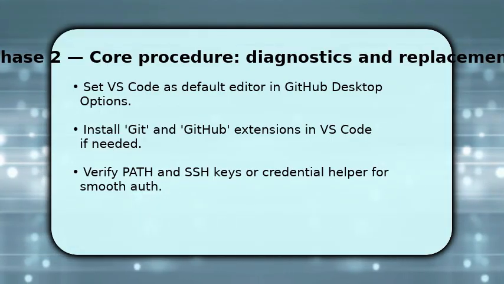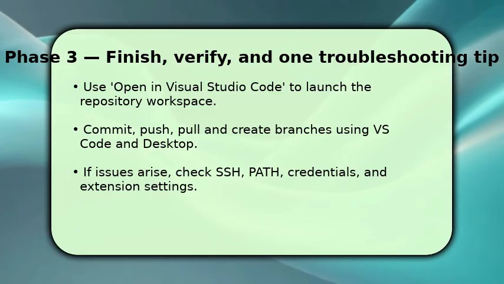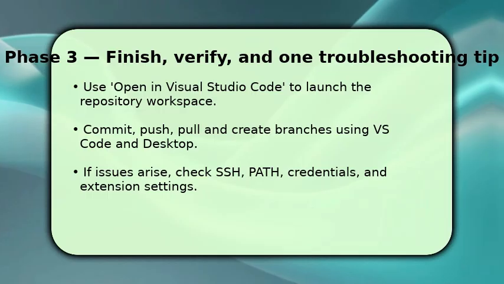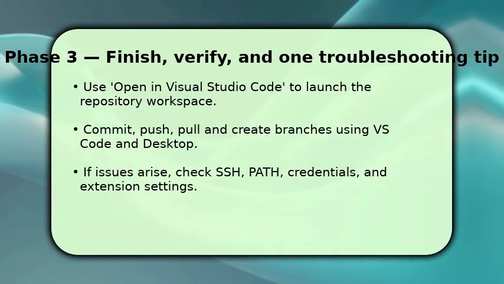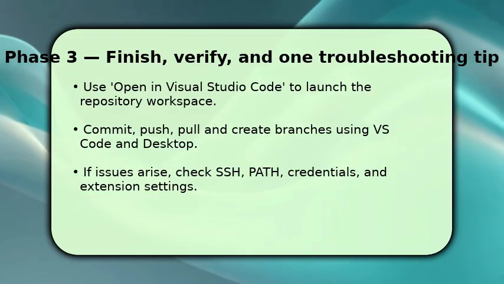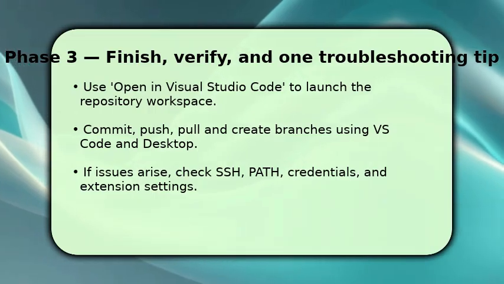You will finish the setup and verify common actions to complete the task. Use Open in Visual Studio Code from GitHub Desktop to launch the repository workspace. Then stage, commit, and push changes using either VS Code or Desktop. Make sure branches and remotes reflect correctly, and test pull and merge operations.